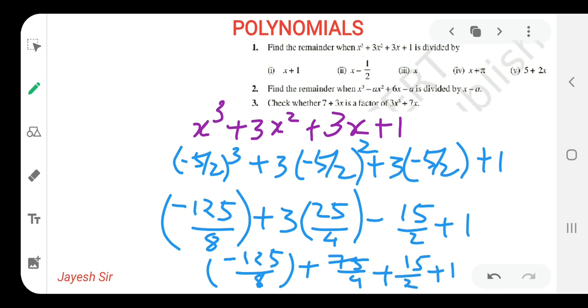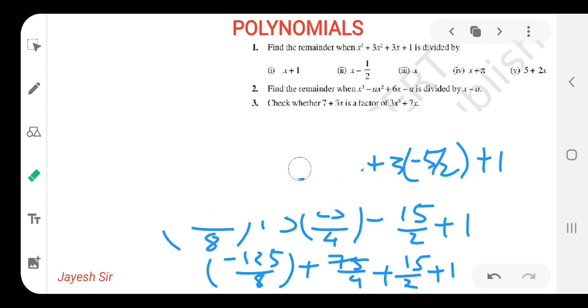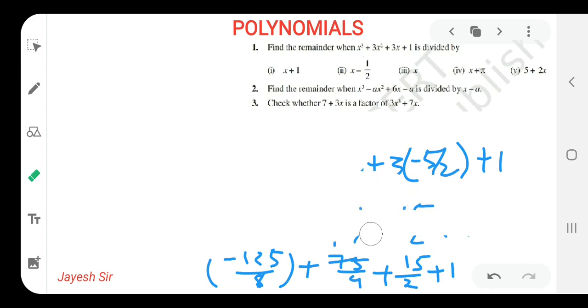Now what we are supposed to do, friends? We have to make the denominator as 8 after taking the LCM. So directly I am solving here. You have to solve the sum by properly taking the LCM. So let's solve it properly only. Otherwise you will also follow my direct method.